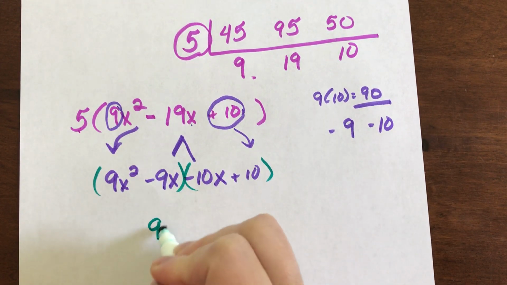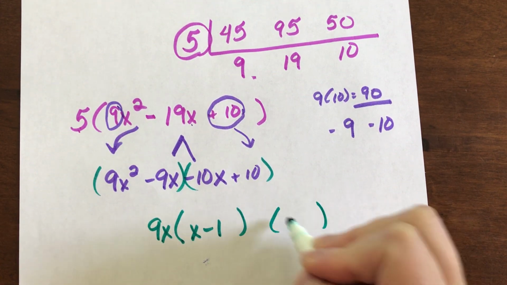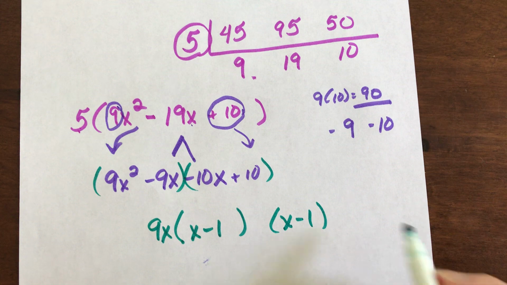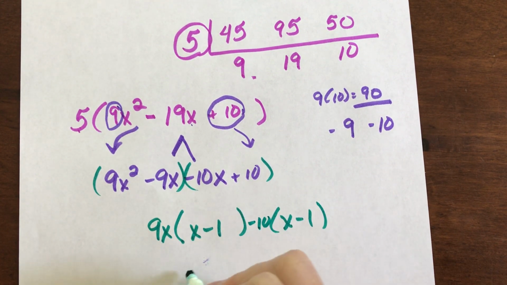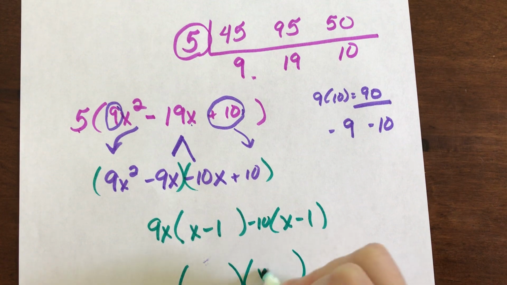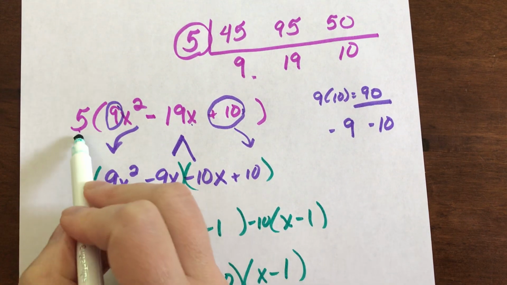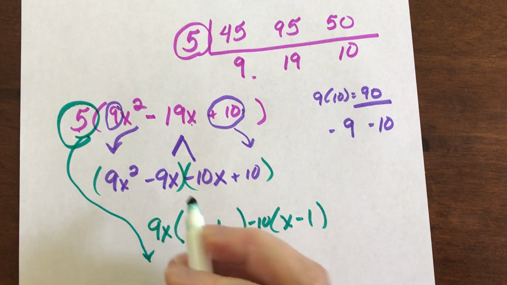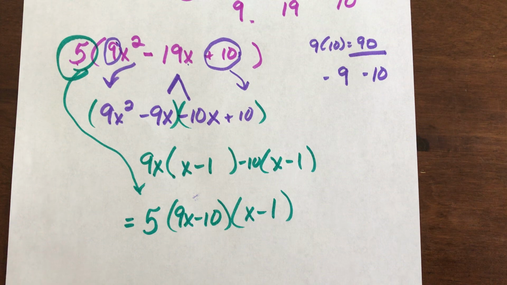So here I'm going to pull out the 9x, which is going to give me x minus 1, which I can cheat. I know that this is going to be x minus 1 as well. So x times what is negative 10x? And negative 10. So now inside and outside, I have x minus 1. I have a 9x minus 10. And then I have this guy that I pulled out in the beginning that goes here. And I'm finished. So I have 5 times the 9x minus 10 and the x minus 1.